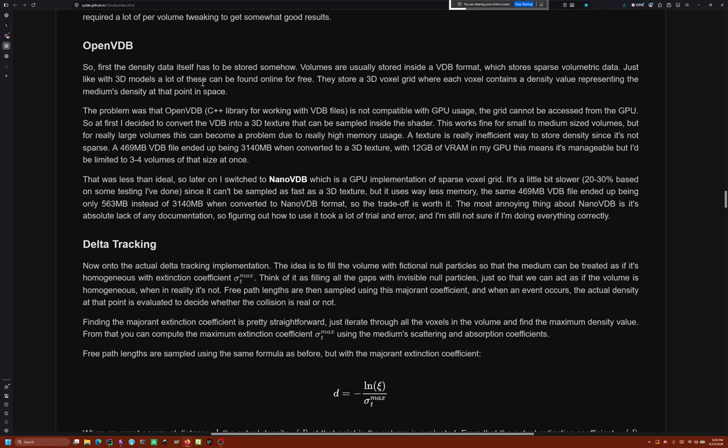So, density data, they're getting a volume from a VDB format, sparse volume data. OpenVDB does not have, I'm not entirely sure that's true, it can't really be accessed from the GPU. There's a version called NanoVDB. And that one, I think you can just upload as a buffer and traverse it.